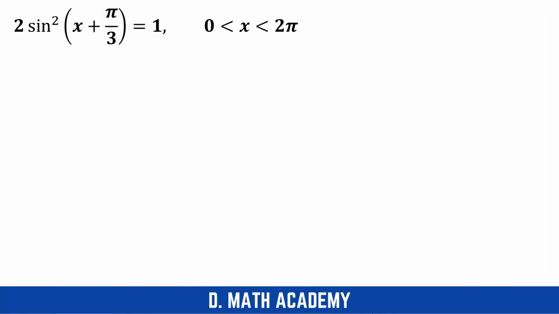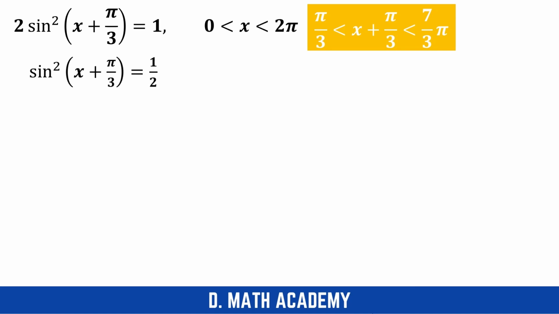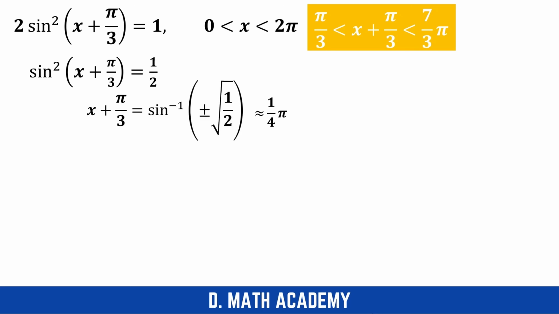So over here at the last example, we have 2 sine square bracket x plus pi over 3 equals to 1. So the first thing that I did was to adjust the range first. So now we will have x plus pi over 3, then you have pi over 3 to 7 over 3 pi. So I move on, get rid of the 2, get rid of the square by introducing square root. Remember to put the plus minus. So this basically tells me that I would have answers in all 4 quadrants.